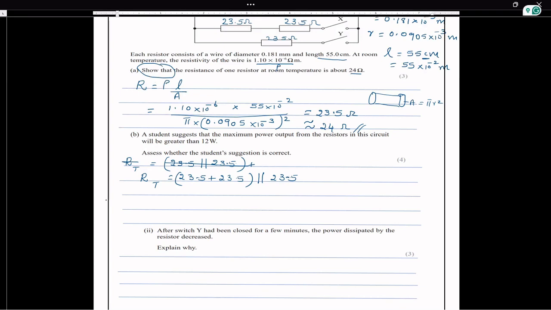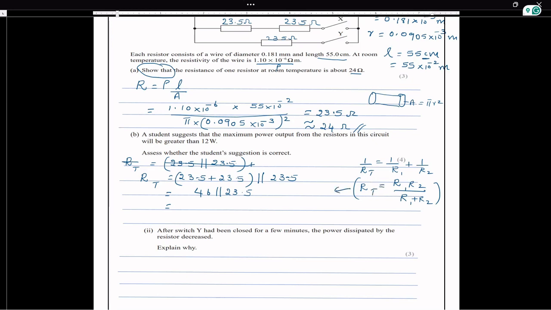Okay, so this is the series combination, the total is 46, and the parallel one is 23.5. We know that when they are in parallel, the total resistance is given by 1 over RT equals 1 over R1 plus 1 over R2. But when there are only two resistors, we can calculate it as the product over the sum. This is the rule.